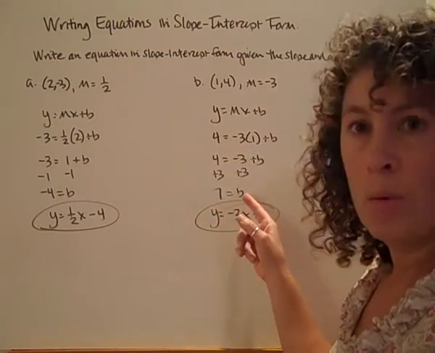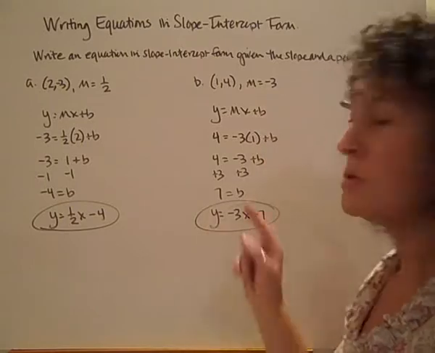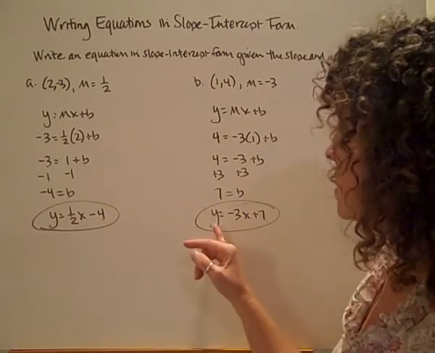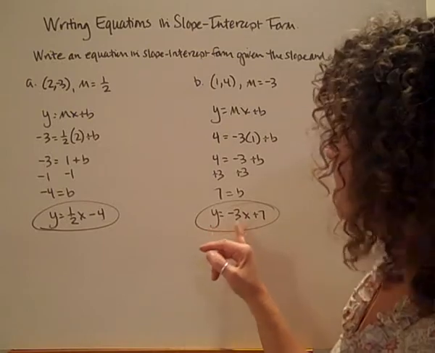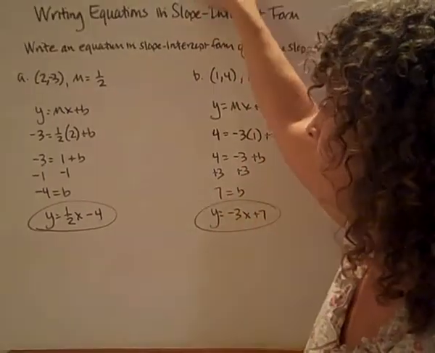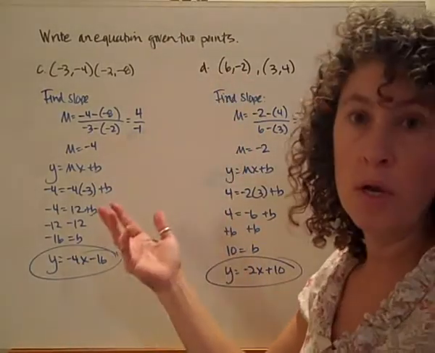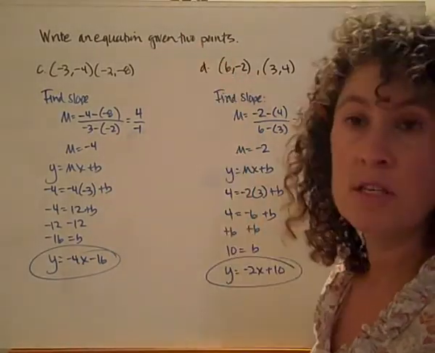So now I have my y-intercept, and I have my slope that they gave me to start with. I can plug those into slope-intercept form and come up with an equation that's y equals -3x plus 7. Done. All right, what other pieces of information might they give us? So they could give us a point and a slope. They could just give us 2 points.